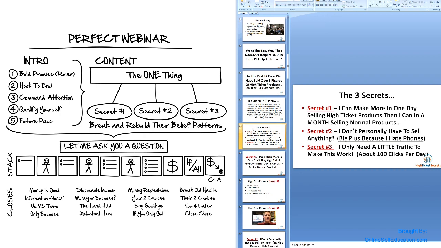So I show those up front. Hey guys, during this webinar I told you we're going to talk about how to sell high ticket things without picking up the phone. To do that, I'm going to show you my big three secrets. Secret number one is this, secret number two is this, secret number three is this. So I kind of tell them what it is. Now I'm going to break into the content.